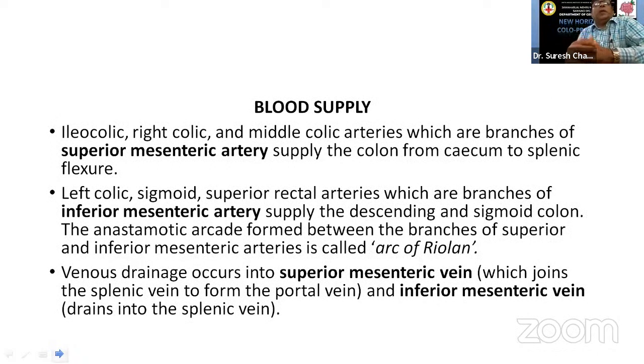Now we go to the blood supply, because when you are doing colectomy or proctocolectomy, you should know the blood supply. Ileocolic, right colic, and middle colic are the main branches of the superior mesenteric artery. Then on the left side, left colic, sigmoid, and superior rectal arteries are the branches of the inferior mesenteric artery, supplying the descending and sigmoid colon. The anastomotic arcade between the branches of the superior and inferior mesenteric arteries is called the arc of Riolan. The venous drainage is by the superior mesenteric vein and inferior mesenteric vein, which drain into the portal vein.